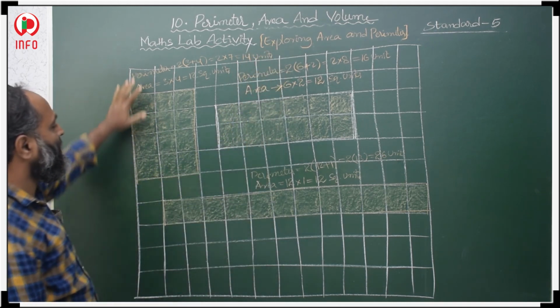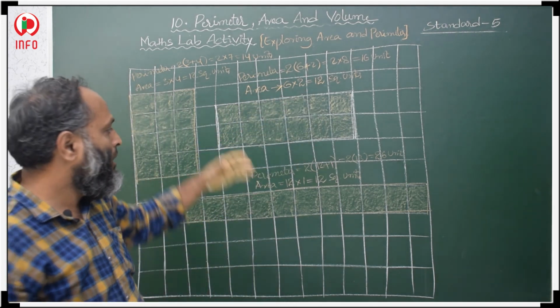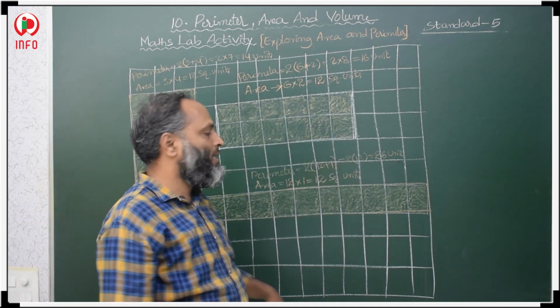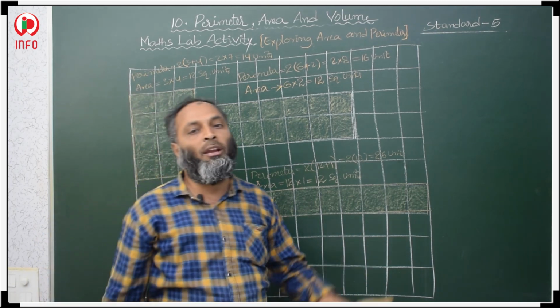Okay. So in this way we have to find the area and perimeter of the boxes. Form more rectangles. From these boxes, you shade more rectangles and find the area and perimeter. Okay.